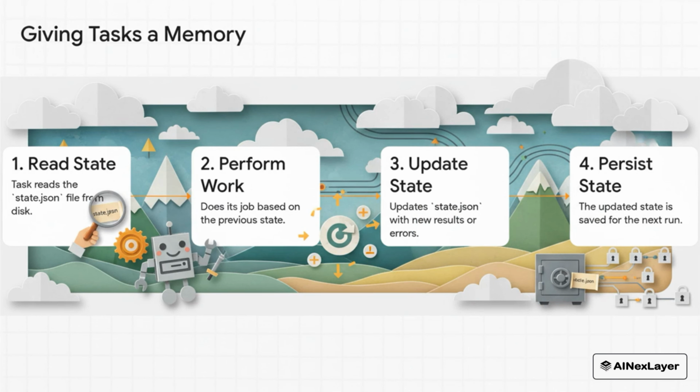Every time they run, it's like the first time all over again. But you can give them a memory. By having your task read and then write to a simple file, maybe called state.json, you create a log of what happened last time. This is the secret to building really smart automations, ones that can learn from errors or pick up right where they left off.